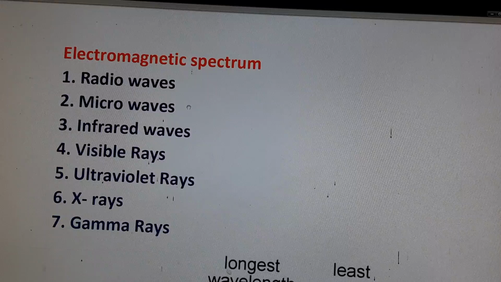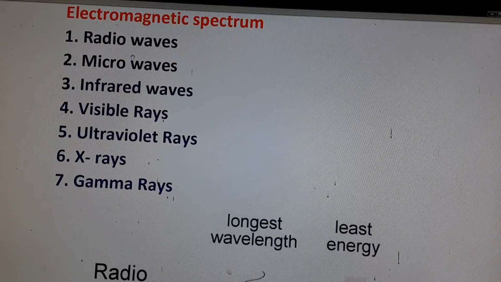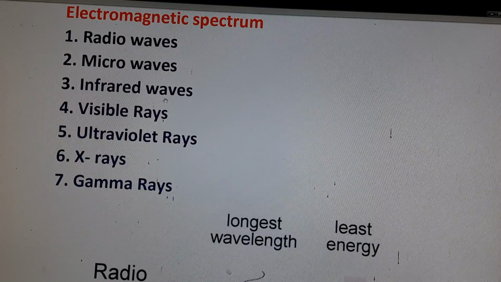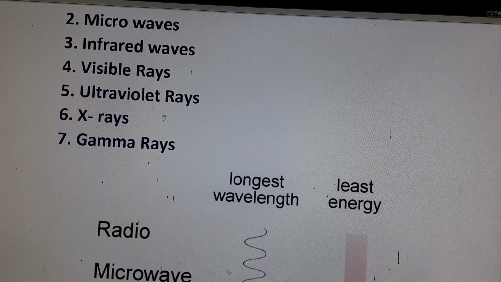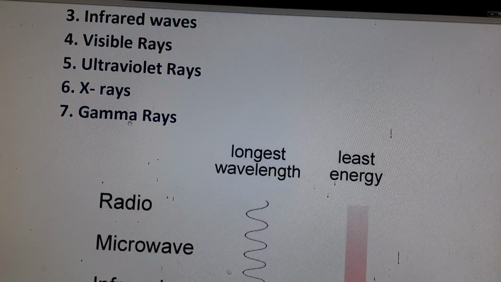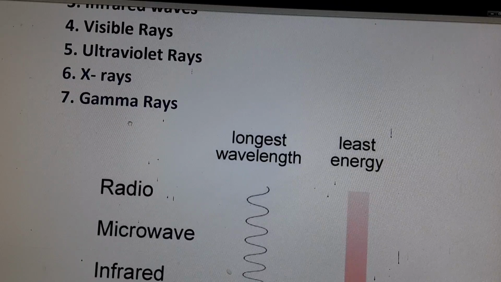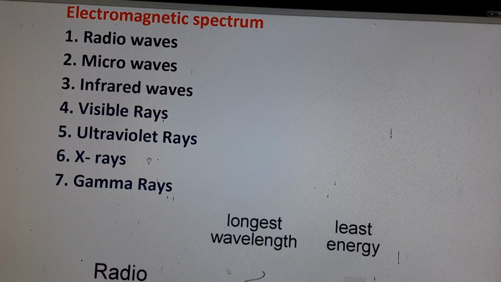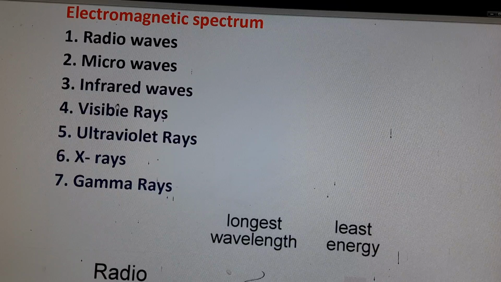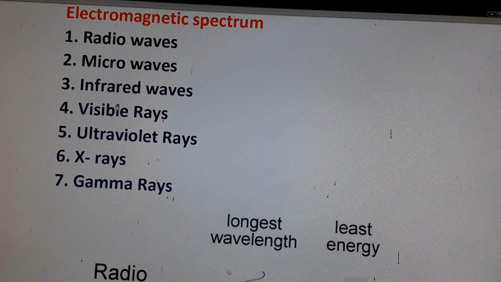The spectrum means electromagnetic waves. Electromagnetic waves are of 7 types. The first one is radio waves, second is microwaves, and third is infrared waves. Fourth is visible rays. Fifth is UV rays, UV meaning ultraviolet rays. Sixth is X-rays, and seventh is gamma rays. These 7 rays or waves belong to electromagnetic waves. All the electromagnetic waves together are called the electromagnetic spectrum: radio waves, microwaves, infrared waves, visible rays, ultraviolet rays, X-rays, gamma rays.